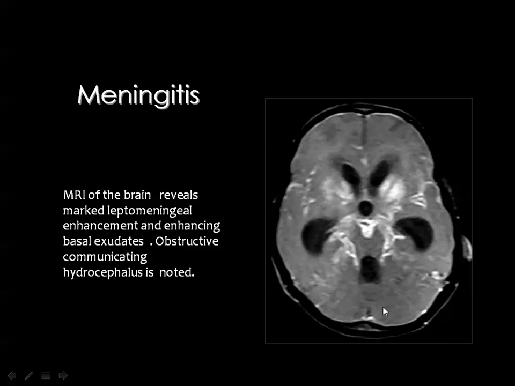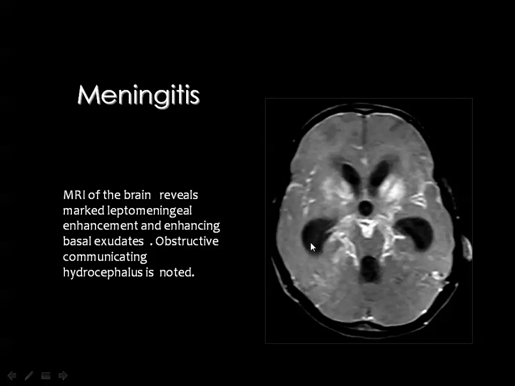And this is the T1 post-contrast axial MR image showing enhancement of the basal cisterns around the midbrain and enhancement of the adjacent brain parenchyma, and also enhancement through the sylvian fissures, with considerable obstructive hydrocephalic changes affecting the lateral ventricles.